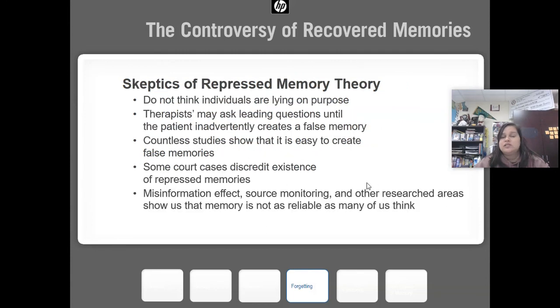Whereas the people who are skeptical of repressed memory theory don't think people are lying on purpose, but they do think that therapists may be asking them leading questions, and that causes the formation of a false memory. Countless studies show how easy it is to create false memories. Some court cases even discredit the existence of repressed memories. And then the misinformation effect, source monitoring, and other research areas show us that memory is not as reliable as many of us think. So it is definitely unreliable. Lots of ways memory can go wrong.